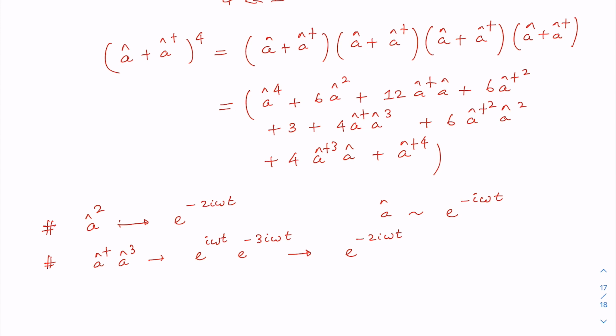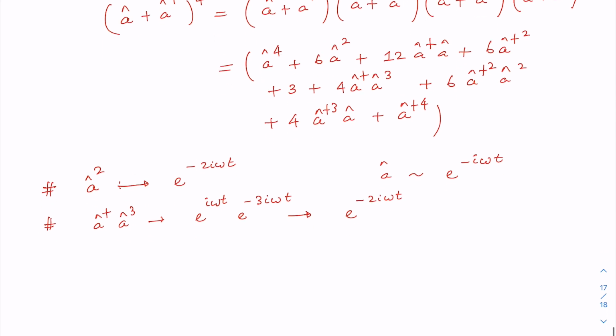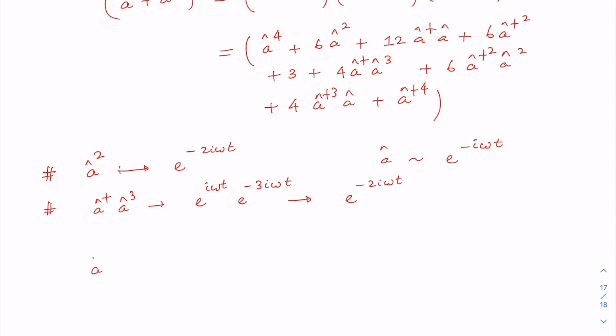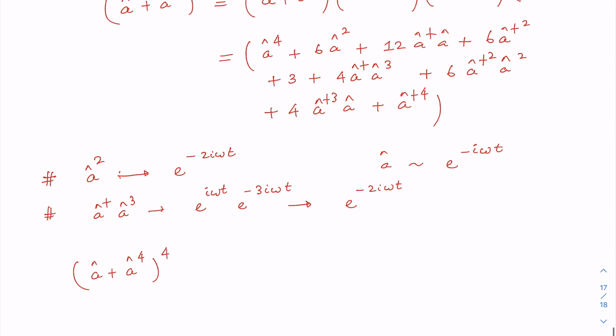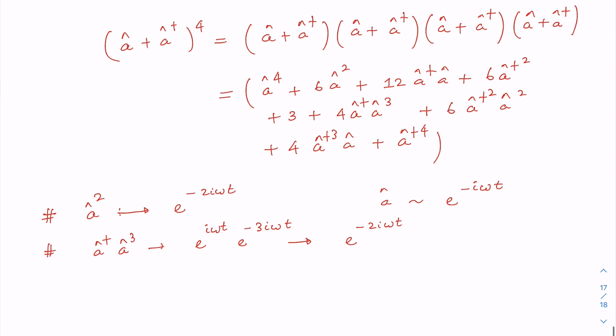So this way you can analyze it, and you will find that there will be a lot of terms which are rotating, and there will be a couple of terms which are non-rotating terms. And as per the rotating wave approximation, you neglect all the rotating terms. Let me here write down once again the whole thing. Okay, rather than doing this, let me show you here.